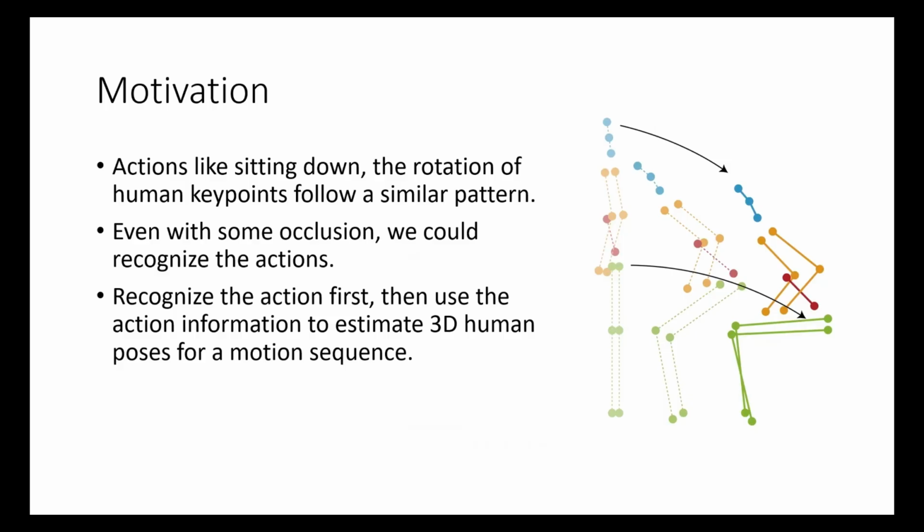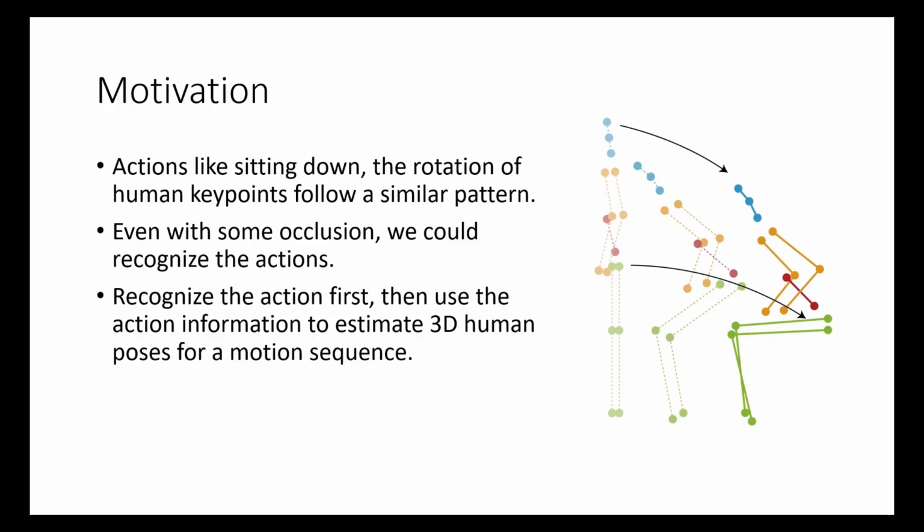While this works reasonably well in clean scenarios, performance often drops significantly when large occlusions occur, as important visual cues are missing. In contrast, action recognition provides high-level semantic information about the motion. For example, if we know a person is sitting down, the joint rotations are expected to follow a certain structured pattern. Importantly, actions can often still be recognized even under partial occlusions, since they rely more on global motion patterns than on perfectly visible key points.